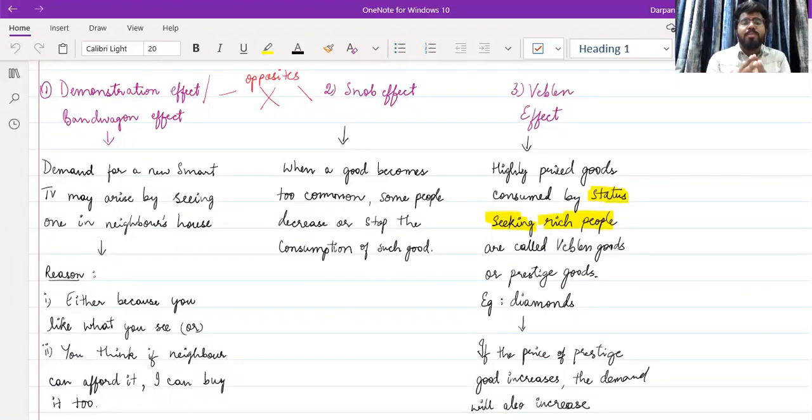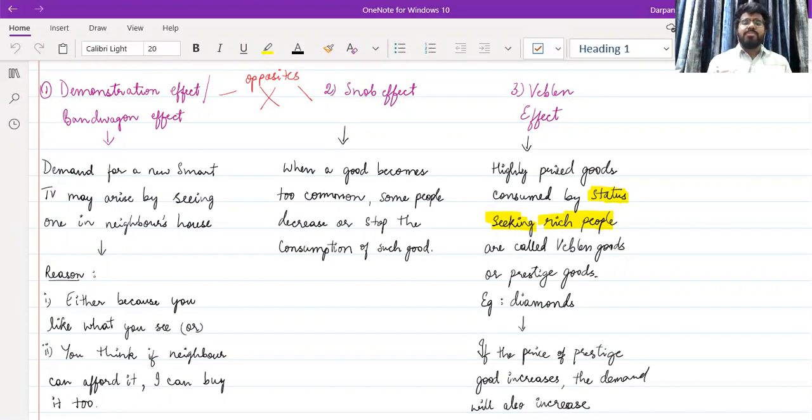Second is what? Snob effect. This is opposite of bandwagon. What is happening here? Here you're thinking, oh, this good is with everybody, then why should I also purchase it? So that is why you're not purchasing this good, thinking that, oh, this is very common, I don't want to purchase it, it is with everybody, right?